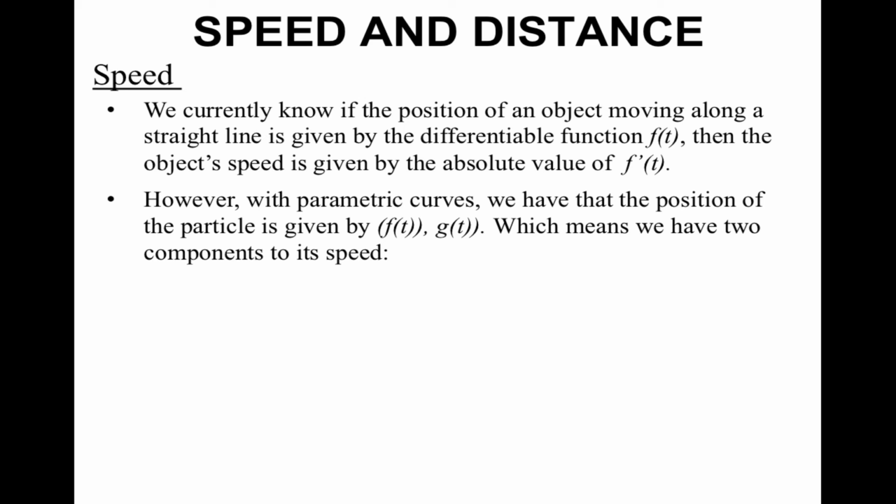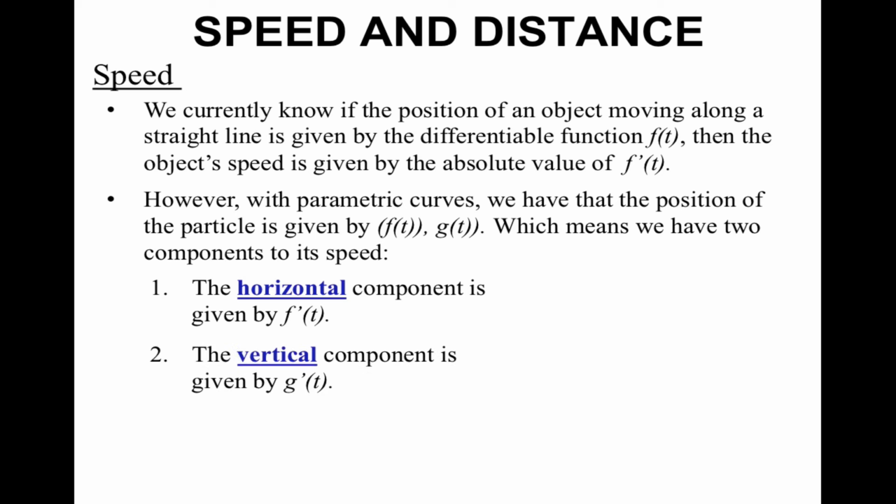However, with parametric curves, we have that the position of the particle is given by f of t comma g of t, which means we have two components to its speed. The first component is a horizontal component given by the derivative of f of t. And then we have a vertical component, which is given by g prime of t. So we have our horizontal, which is f prime of t, and the vertical is g prime of t.